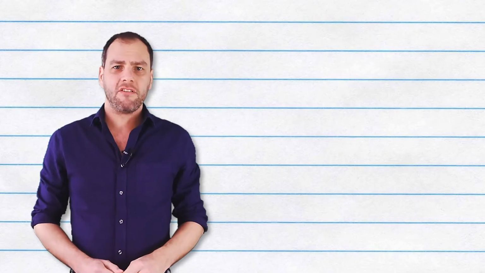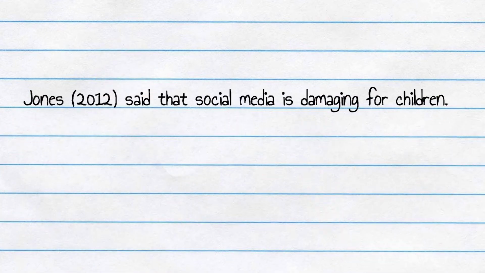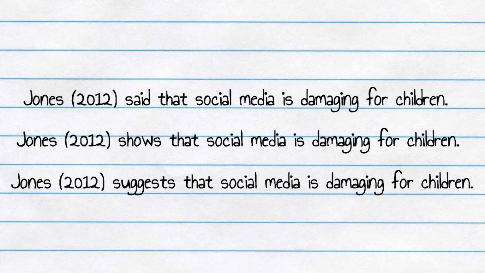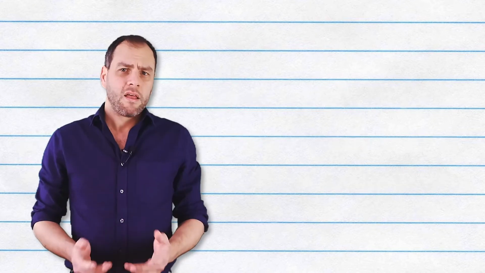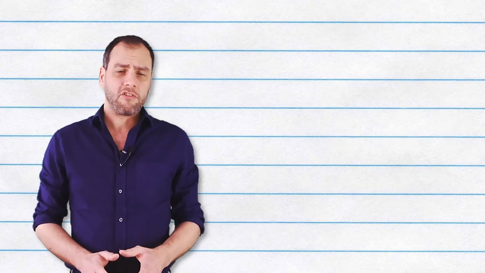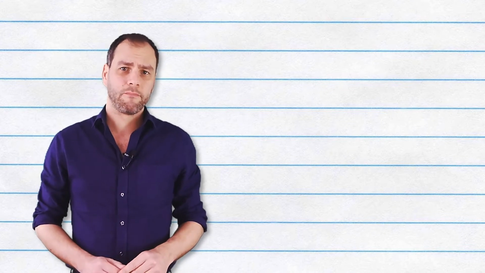Take a look at these sentences. Jones said that social media is damaging for children. Jones shows that social media is damaging for children. Jones suggests that social media is damaging for children. They all kind of look the same. In fact, only one word has changed, but that one word can change the whole meaning of the sentence.